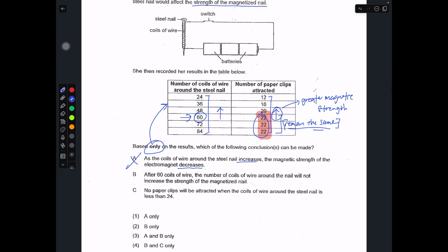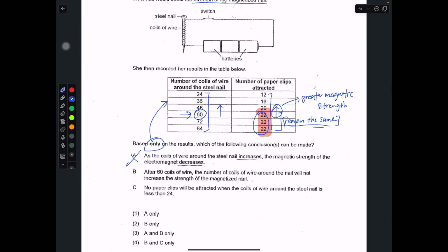So let's evaluate the next portion. After 60 coils of wire, the number of coils around the nail will not increase the strength of the magnetized nail. This is correct because after 60, let me highlight this, after 60, this part remains constant. So it shows you that the magnetic strength of the nail did not increase anymore. So it will not increase. So this part is actually correct.